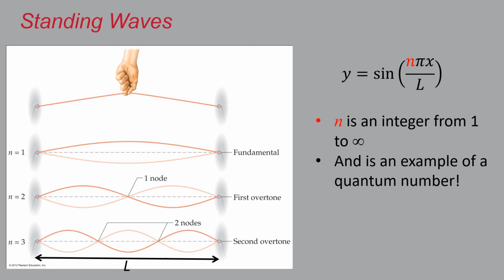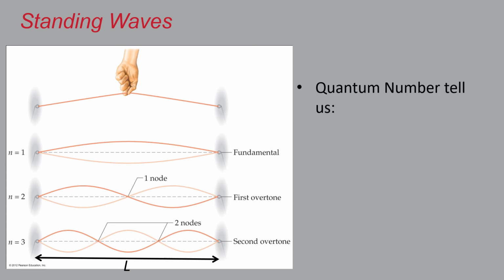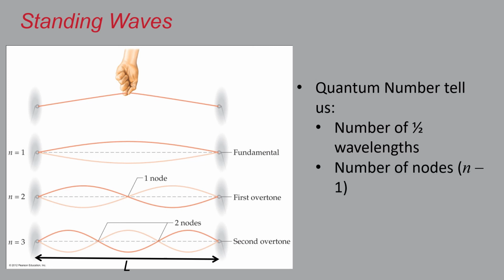Now, these quantum numbers actually can tell us a lot of information without us having to do the actual math. So for example, in this context, our vibrating string, the quantum number tells us a couple of things. As we alluded to before, it tells us the exact number of half wavelengths. It can also tell you the number of nodes. In this case, the number of nodes is equal to n minus 1, where n is the particular quantum number, but again, they're related.